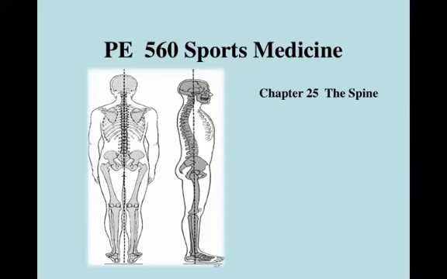Chapter 25, The Spine, Slide 1. In this chapter, you will learn about the anatomy of the spine and injuries to the neck, low back, sacrum, and coccyx. We will also cover the basic concepts of evaluation and treatment as we discuss each condition. Please use the presentation to guide you in your reading.